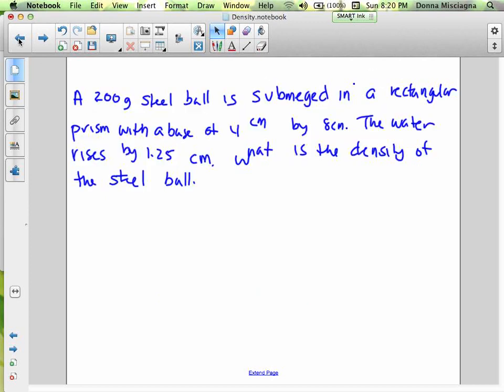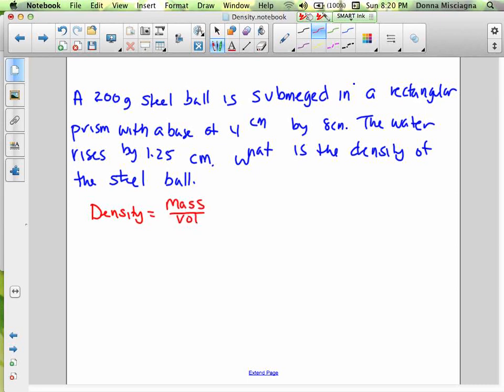A 200-gram steel ball is submerged in a rectangular prism with a base of 4 centimeters by 8 centimeters. The water rises by 1.25 centimeters. What is the density of the steel ball? All right, so these are some challenge problems here. First of all, remember that density equals the mass divided by the volume. Now we're looking for the density. What is the density?